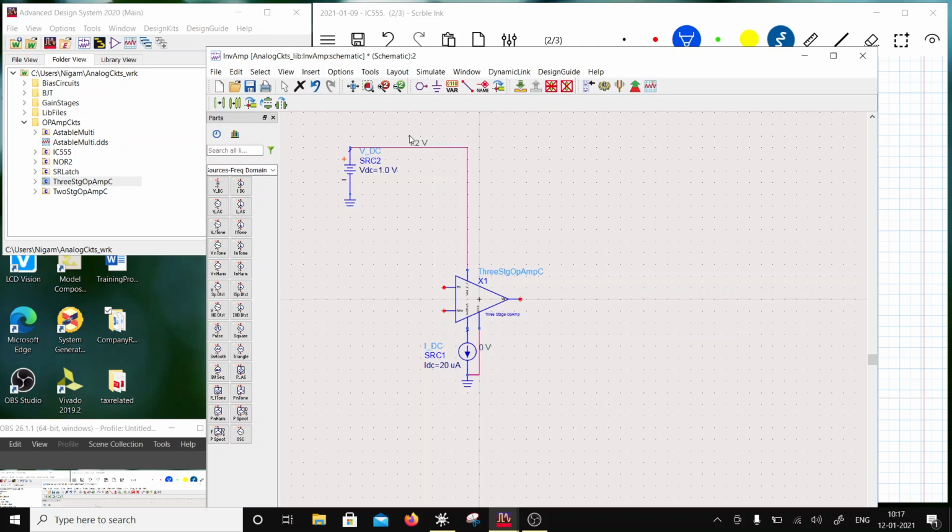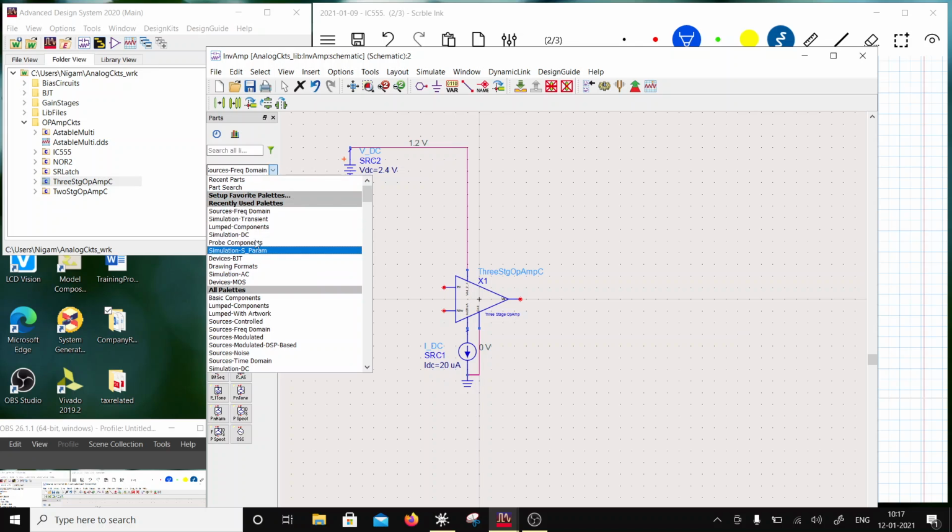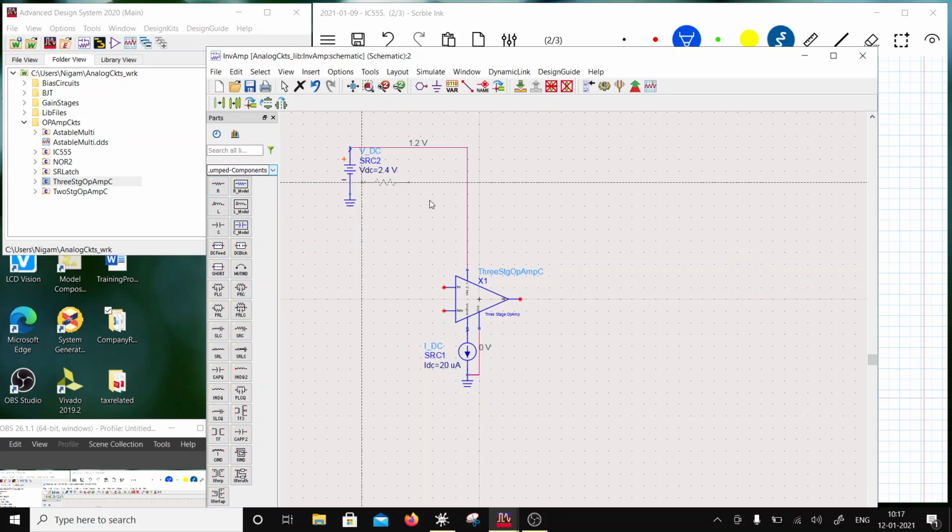So I don't know why it is giving these strange voltages. 2.4 volts. Okay, and then I am going to have input. So I'll go to lumped components. I have a RF which is, let's say, 100k, and then R1 as 0.1k, so that's a gain of 100. So that is equal to 40 dB gain, sorry.